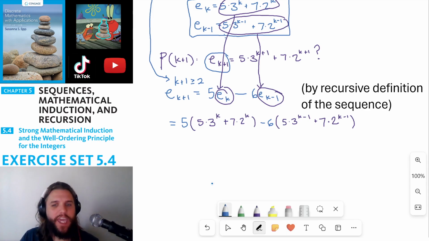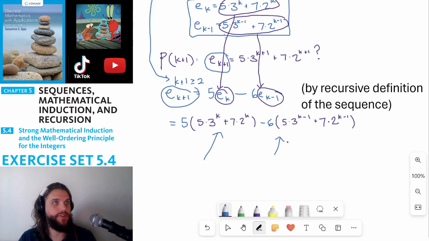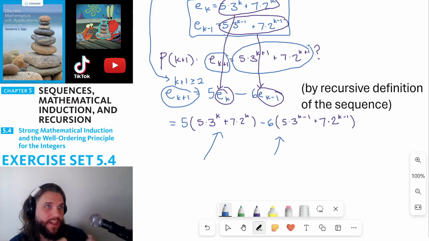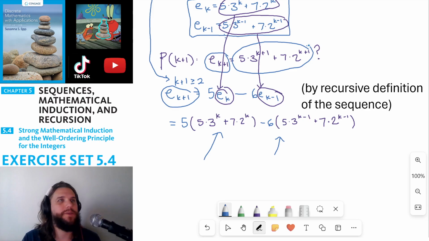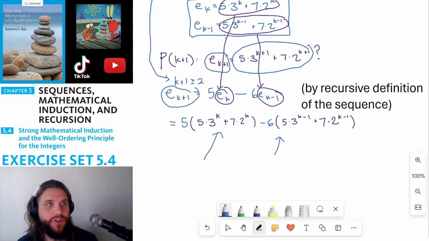But now we've taken E sub k plus 1 and we've turned it into something else. And this new thing is a little bit closer to the right-hand side of P of k plus 1. So we've taken the left-hand side, we've done stuff using the inductive hypothesis, and now we have something that's a little closer to the right-hand side of P of k plus 1.